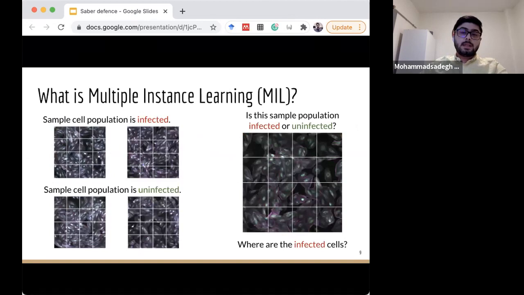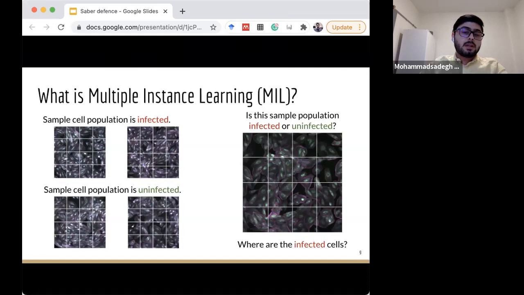We formulate the identification of infected cells within the sample images using multiple instance learning, or MIL. MIL is proposed as a variation of supervised learning for problems with incomplete knowledge about the labels of the samples. In the typical supervised learning, every training sample or instance is assigned a label. On the other hand, in MIL, the labels are only assigned to sets of instances called bags, and there are no labels for individual instances in the dataset.